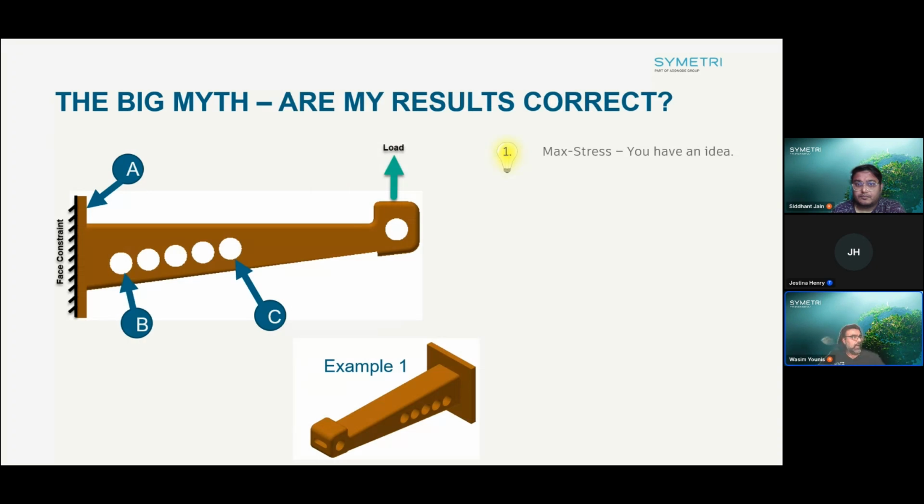I have an example here. A cantilever type example, fixed at the left-hand side. The load is being applied upwards, and then I have three scenarios. Where would you expect the high stress to be? I will give you a minute or so, 30 seconds, if you want to just mention A, B, or C. It just gives an idea to prove me right or wrong, whether you have an idea.